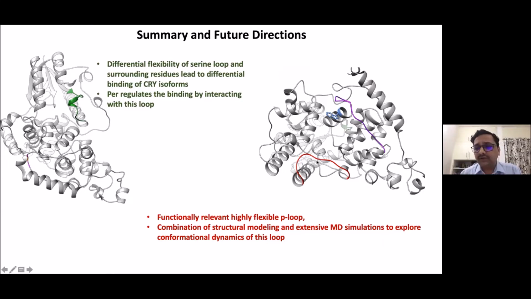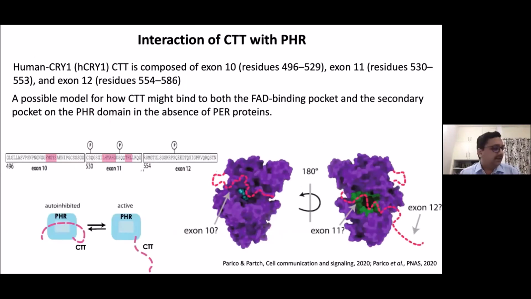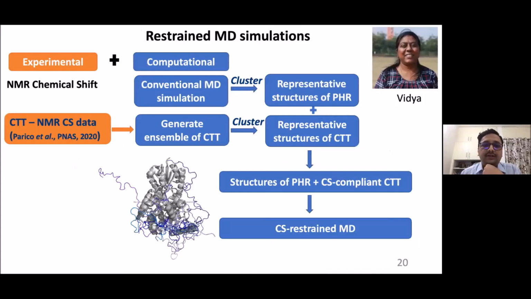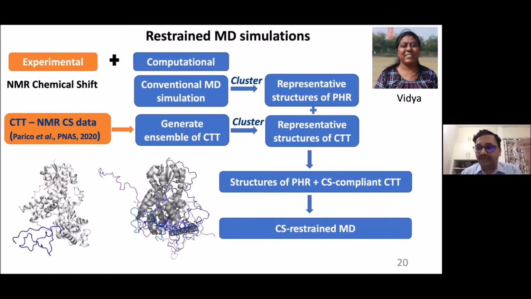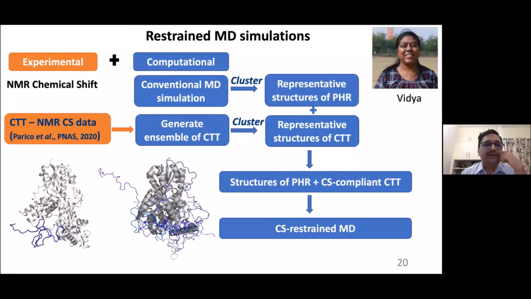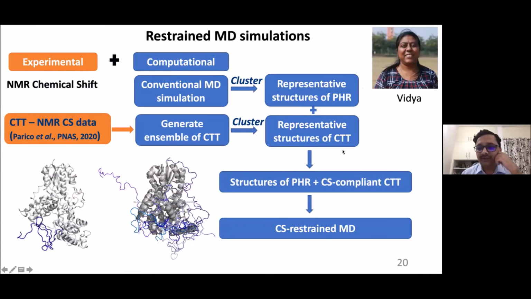There are others. I did not talk about the other pocket, which has another loop that is very interesting, and we are now actually trying to explore that. I don't have time to go into it, but we are also now looking at the C-terminal disordered tail of this particular protein by combining the NMR chemical shift data and restrained MD simulations. This work is being done by Vidya, who's a postdoc in my group currently.